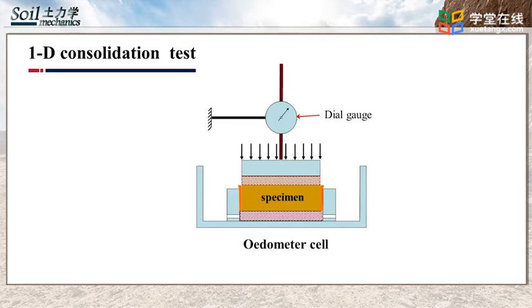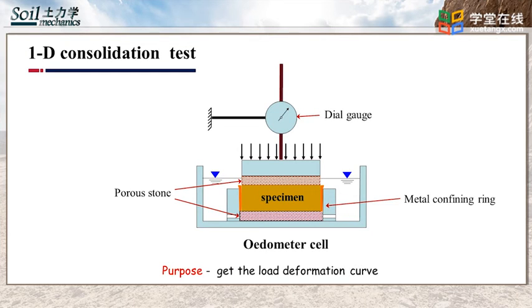In one-dimensional consolidation test, the specimen is placed inside a metal ring with two porous stones, one at the top of the specimen and another at the bottom. The confining ring imposes a condition of zero lateral strain on the specimen. The specimens are usually 2 centimeters in height and 30 square centimeters in cross area. The saturated specimen is kept under water during the test. The purpose of oedometer test is to get the load deformation curve.